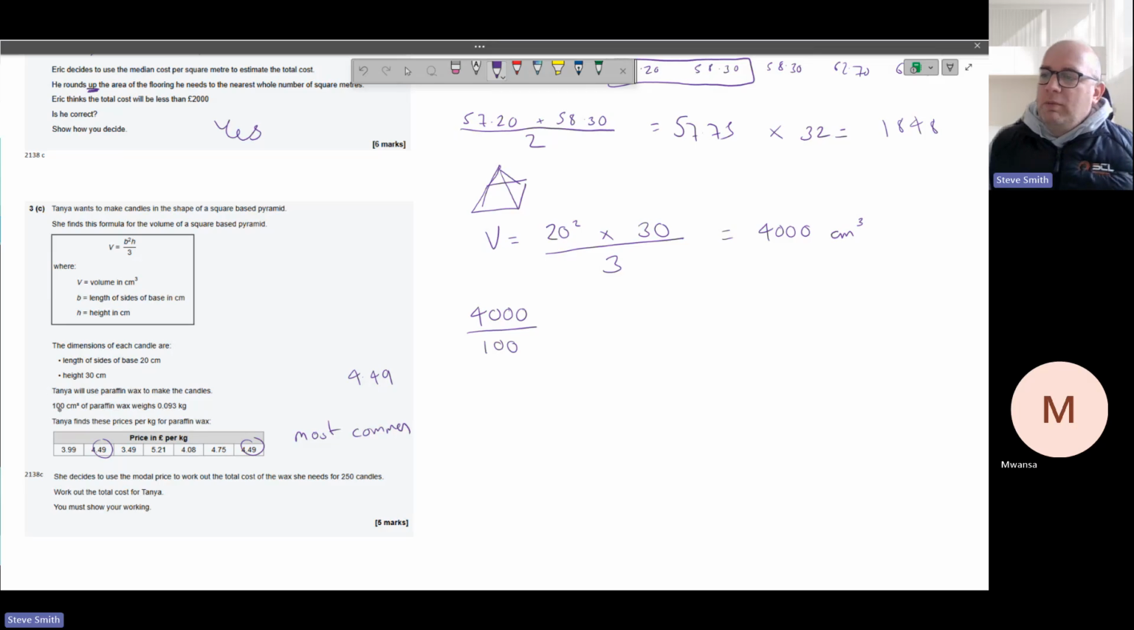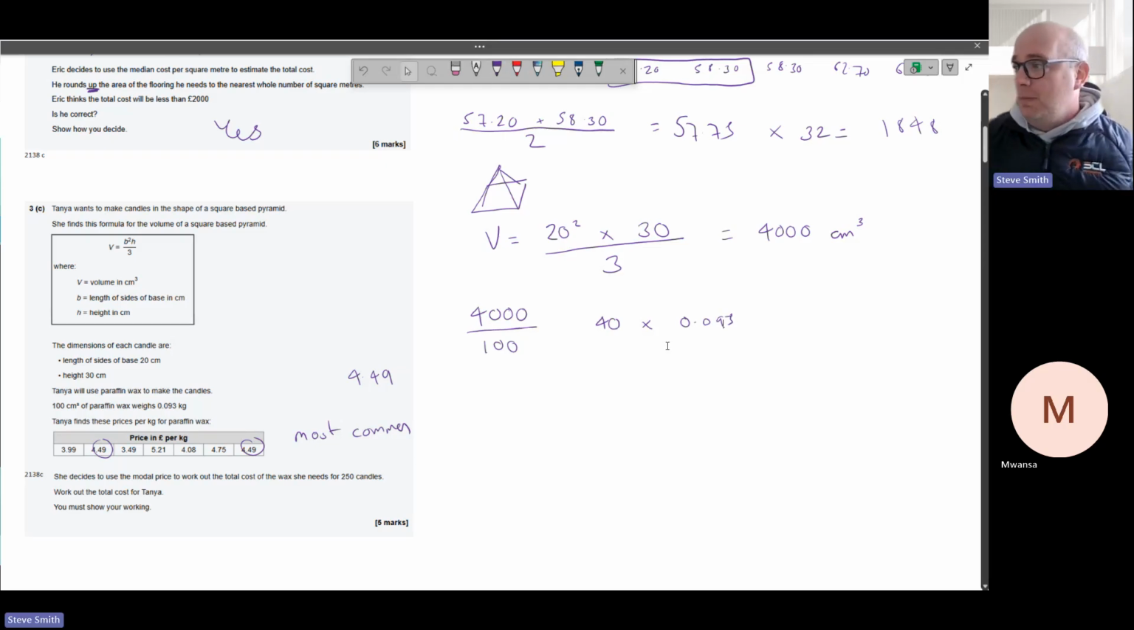So how many times does 100 go into 4,000? It's going to be 40. And once we've got that number, we know that we're going to have to times this number by 40 because we've shrunk that one by 40 times. So we need to make that one grow. So you're going to times that one by 0.093 because it fits into 4,000 40 times. So that's how much paraffin wax we need to buy in kilograms.